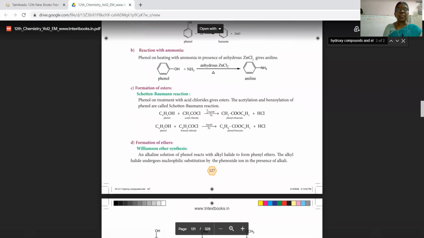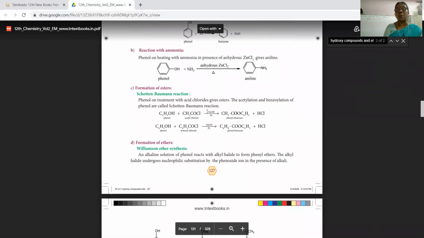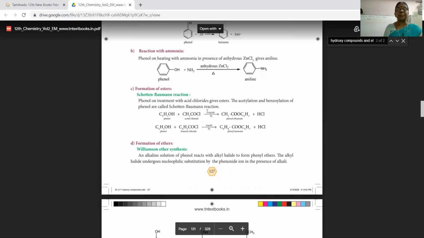Next is formation of esters. That is also called the Schotten-Baumann reaction. All the naming reactions are very important, so listen carefully. Phenol on treatment with acid chlorides gives esters. Esters means having the functional group COO. The acetylation and benzoylation of phenol are called the Schotten-Baumann reaction.